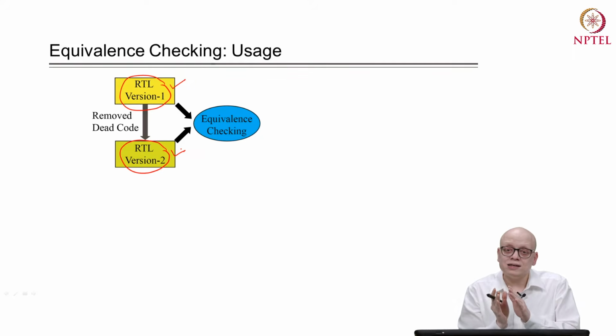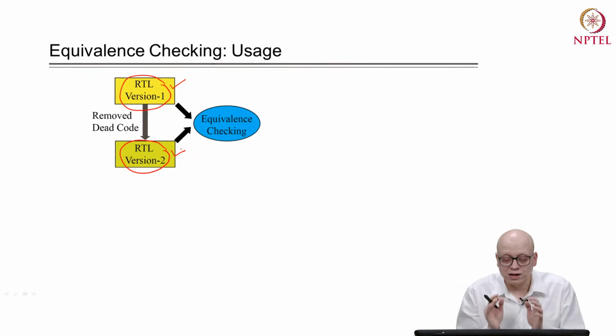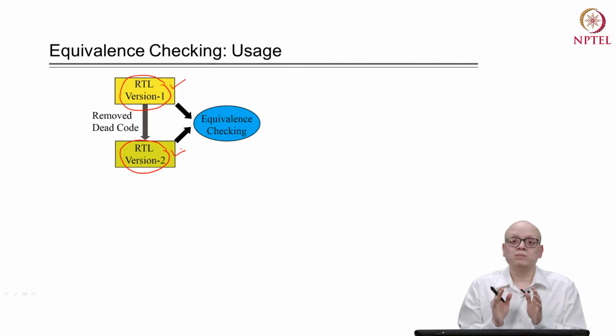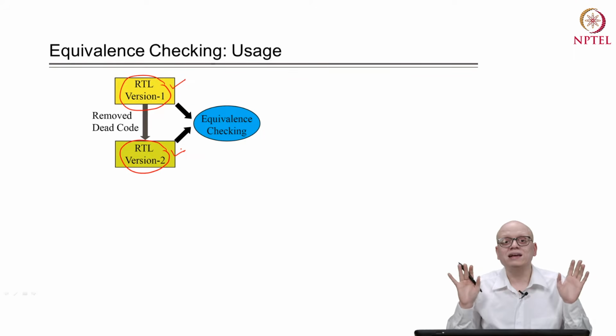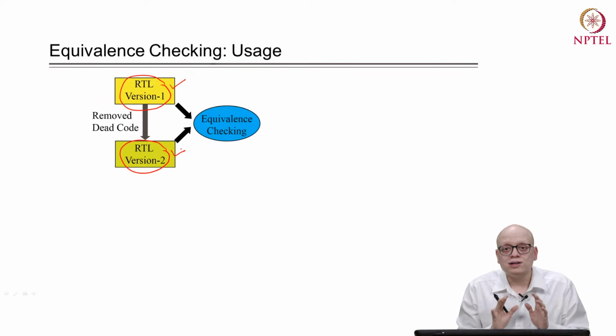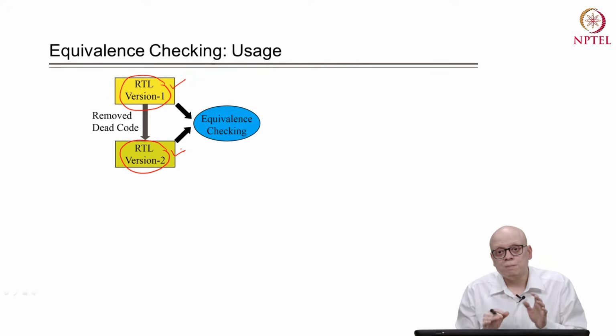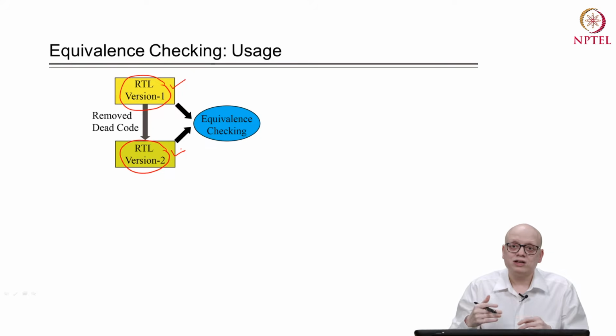This equivalence checking that we are considering now is a formal method, meaning that we are not applying any input and checking that the two models are equivalent. Instead, using formal methods, we check that these two models have the same functionality.